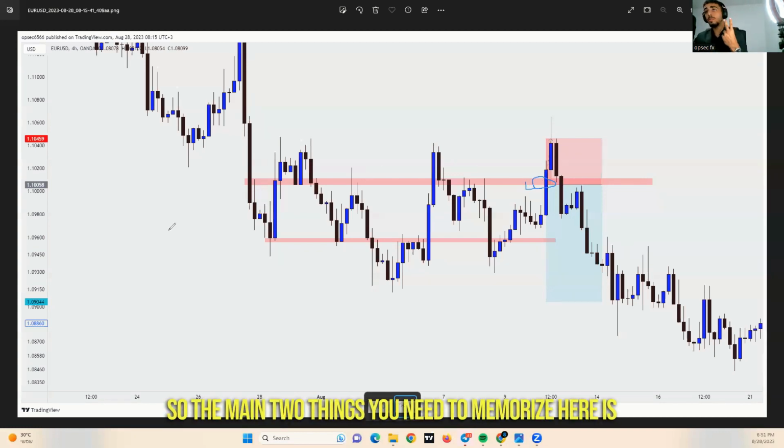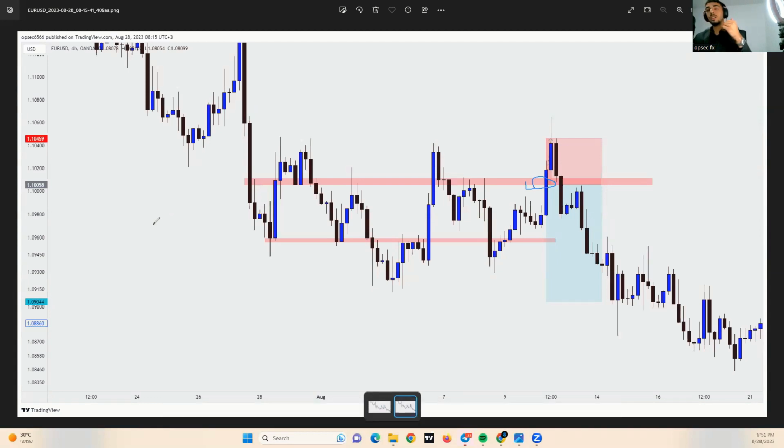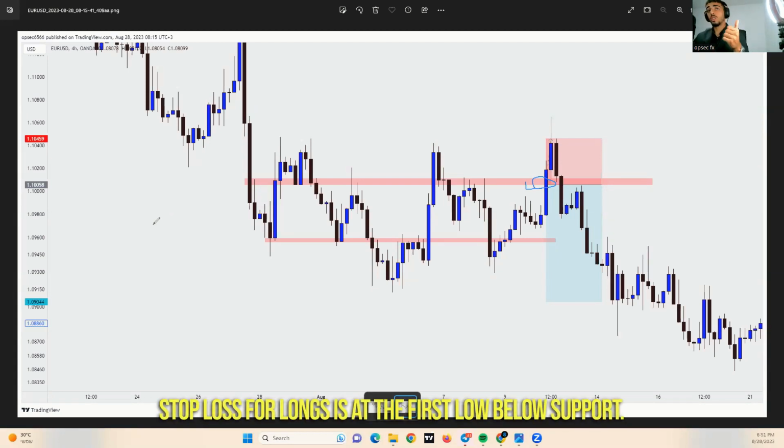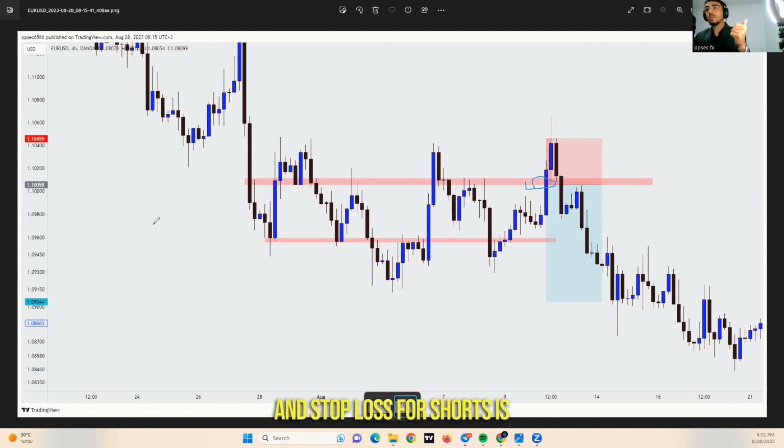So the main two things you need to memorize here is stop loss for longs is at the first low below support, and stop loss for shorts is at the first high above resistance. Okay, two things. Stop loss for shorts at the first high above resistance, stop loss for longs, first low below support. Those are the two things you need to memorize. And you need to have this understanding and logic. You always need to think, okay, what can the elites do versus the dumb money? Now, let's continue.